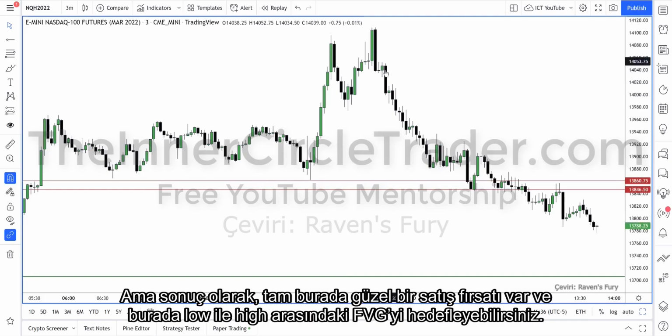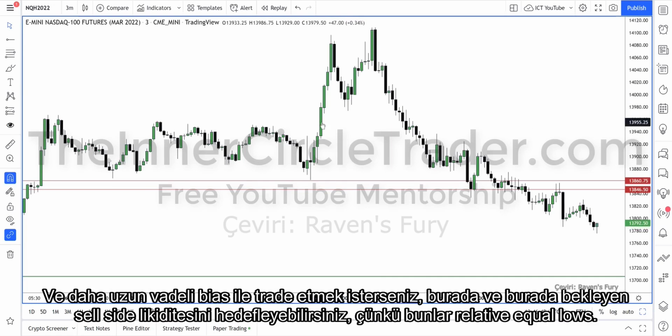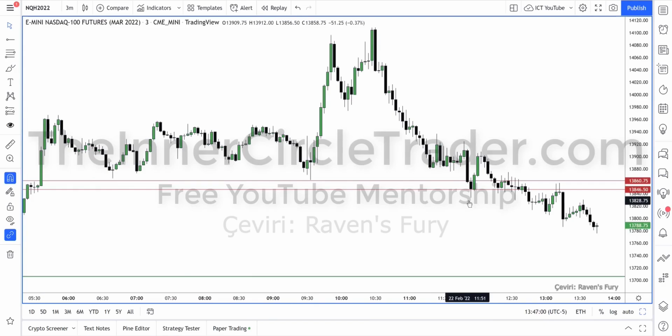But ultimately, right in here, we have a nice little selling opportunity, and you can attack the fair value gap in here between the low and the high. Right there it would be. And if you want to trade with the longer term bias, you could attack the sell side liquidity resting below here and here because they're relative equal lows. And then you would have got a nice fill there as well.